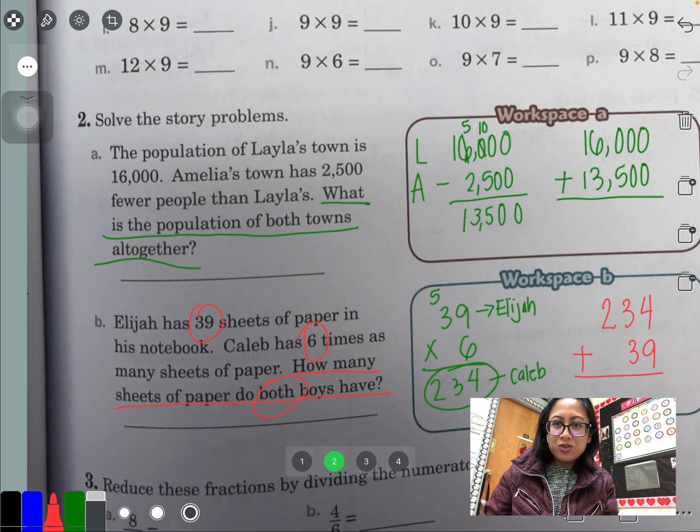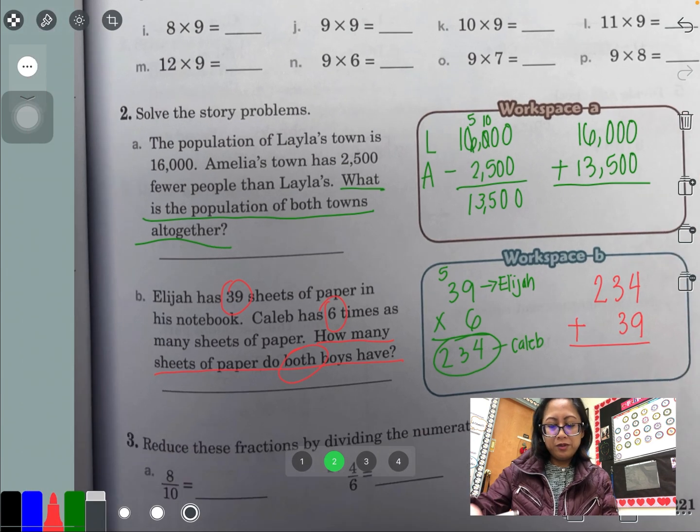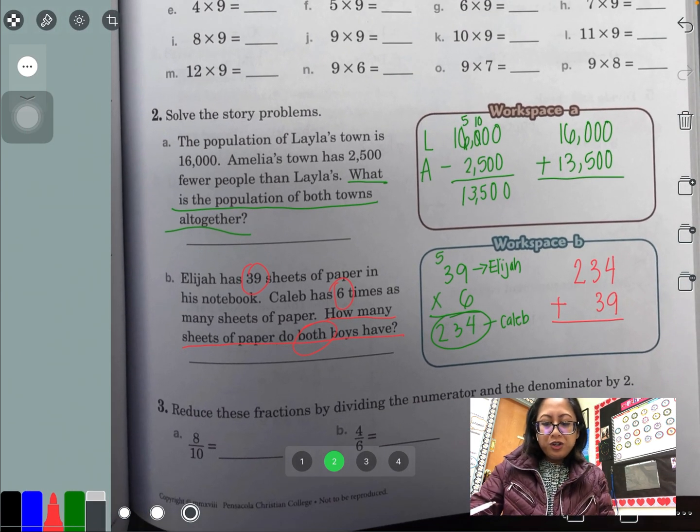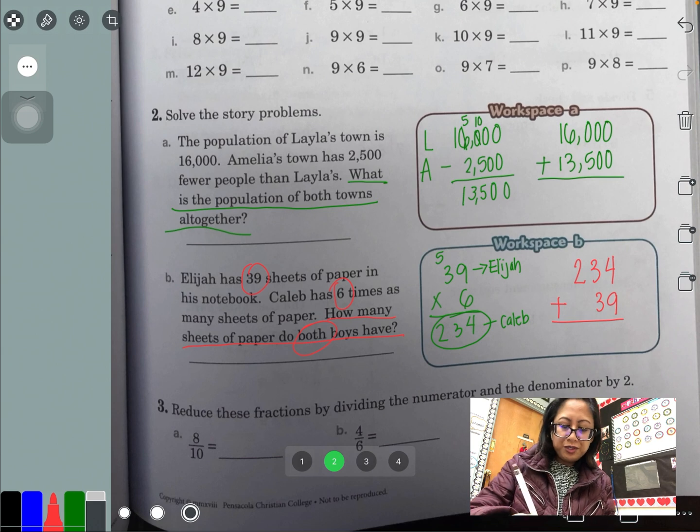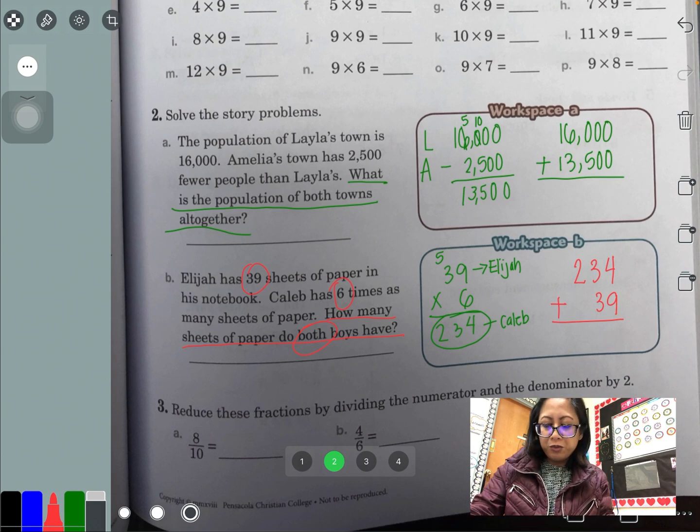And I know it's extra work, but it's good critical thinking for your brain to get smarter. And it's useful in the future when you have multi-step problems in real life when you're at your job. Okay? So, number 3. Reduce these fractions by dividing the numerator and the denominator by 2.